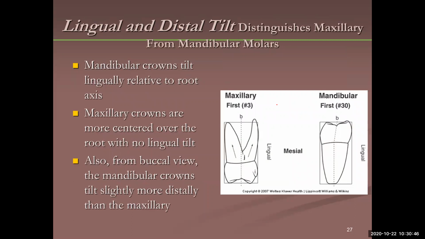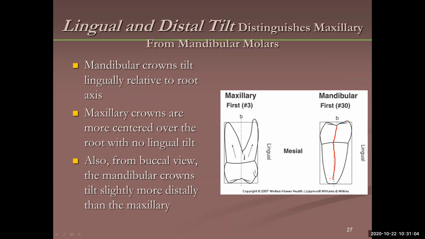Mandibular crowns tilt lingually relative to the root axis. So remember how that mandibular premolar had that distal lingual tilt? Mandibular molars have that just a little bit as well, versus the maxillary premolars and molars, which are more straight up and down.